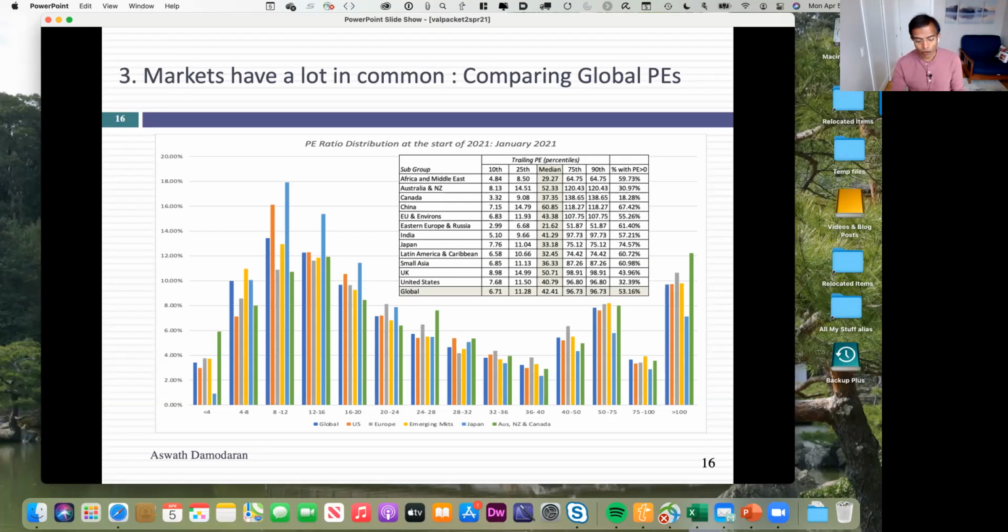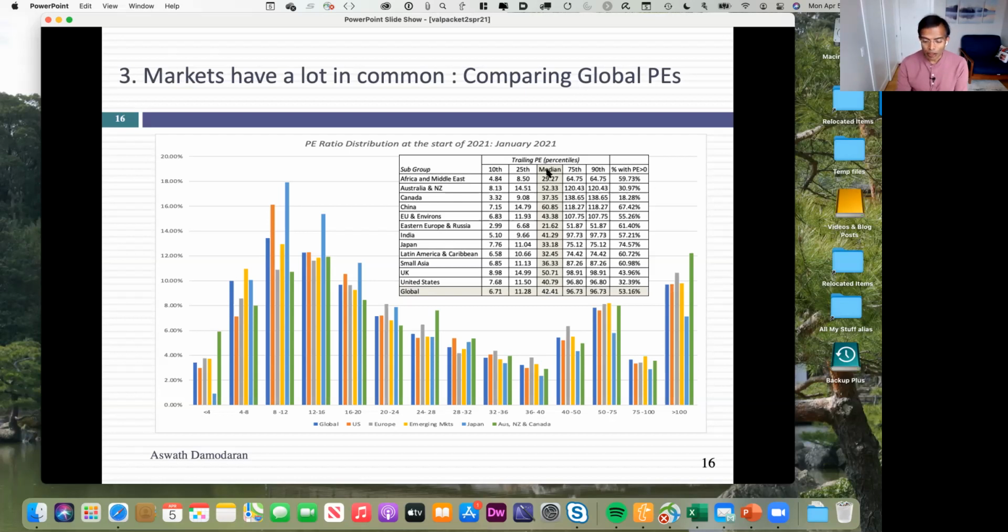Notice I've broken it down into the US, Europe, emerging markets, Japan, Australia, New Zealand. Every single part of the world, you get a peak to the left, the tail to the right. This is not a US market phenomenon. It's global. Are there differences across markets? Of course. And the best way to see what the differences are is to look at the distribution. So African stocks, the median PE is about 29, and about 40% of companies are money-losing companies.